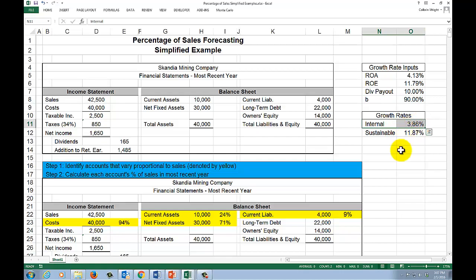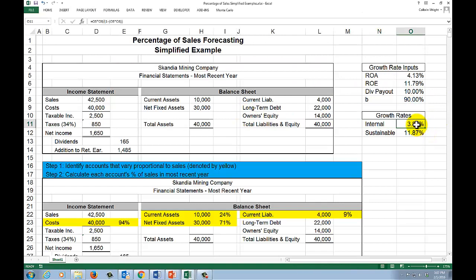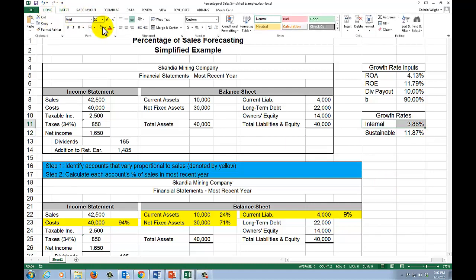Remember, plowback rate is just the percentage of net income going into retained earnings. So to calculate our internal growth rate, we would just use this formula right here. ROA times the plowback rate over 1 minus ROA times the plowback rate. So it would simply be ROA times the plowback rate and then divide it by 1 minus that. When I do that, I get 3.86%. The sustainable growth rate is almost the same. You just replace ROA with ROE, and I get 11.87%.